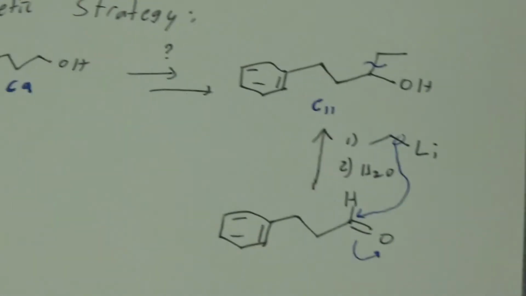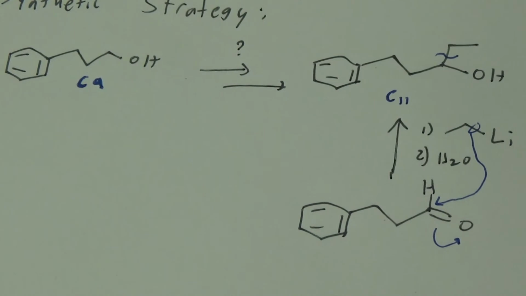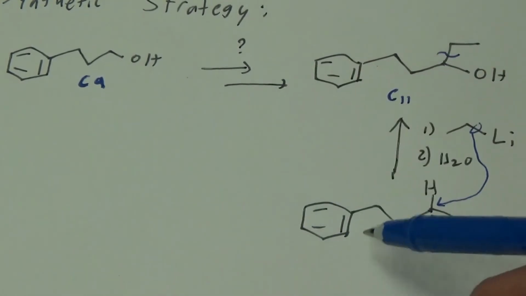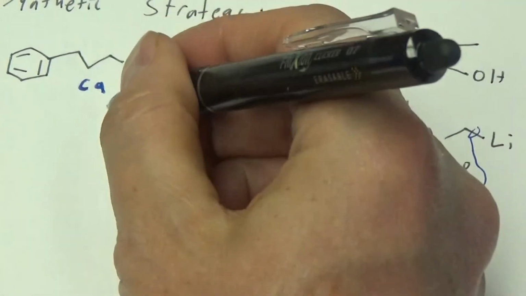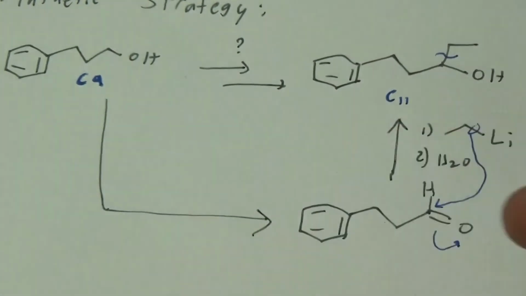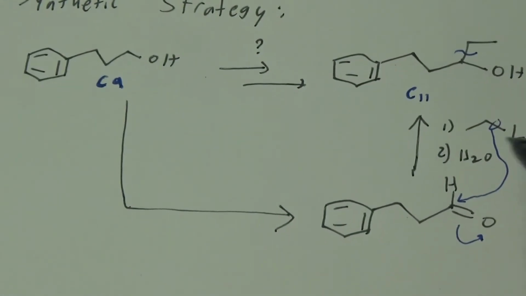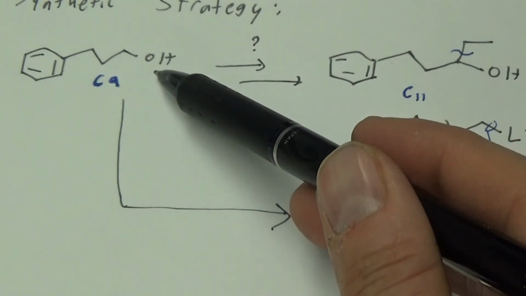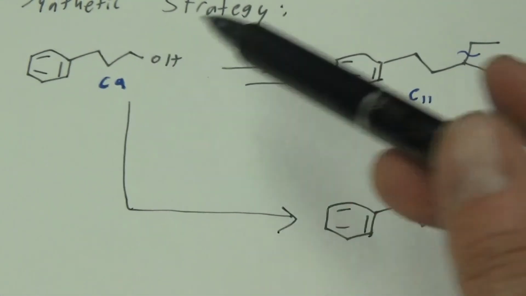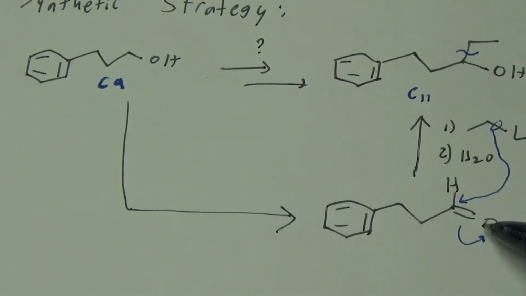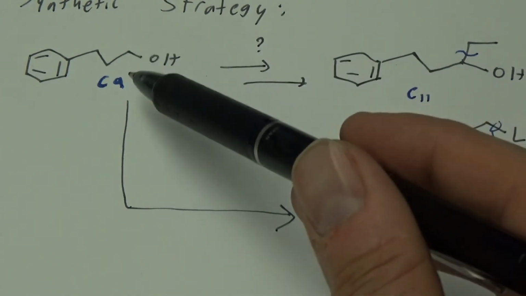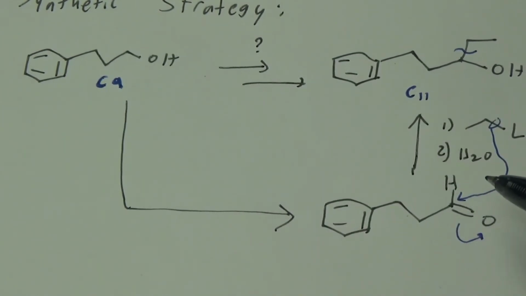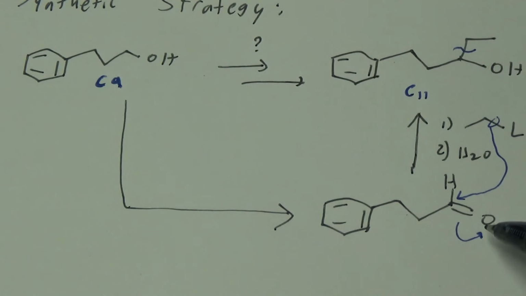All right. So now, how do we go from this alcohol to this aldehyde? Because before we did like a radical bromination or something, right? But now we're going from a primary alcohol, one bond to oxygen, to an aldehyde, which is two bonds to oxygen. Is that an oxidation or a reduction? One bond to oxygen to two bonds to oxygen should be an oxidation, right?